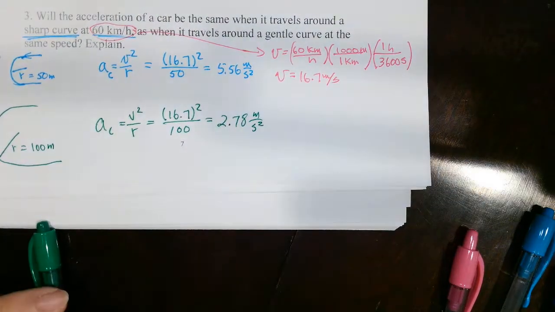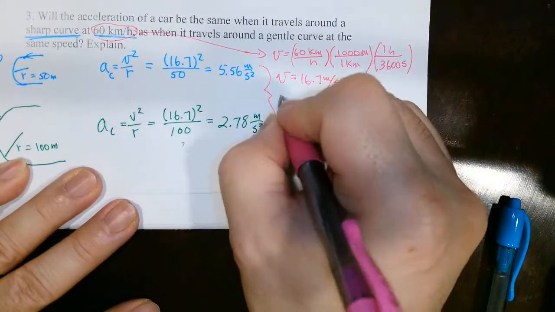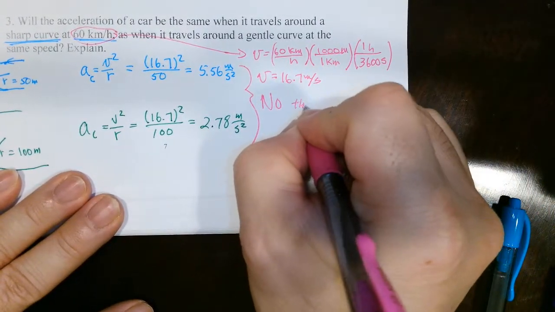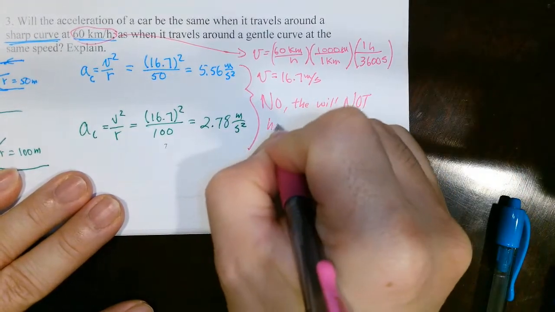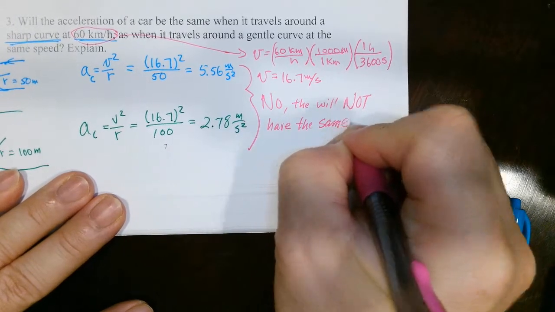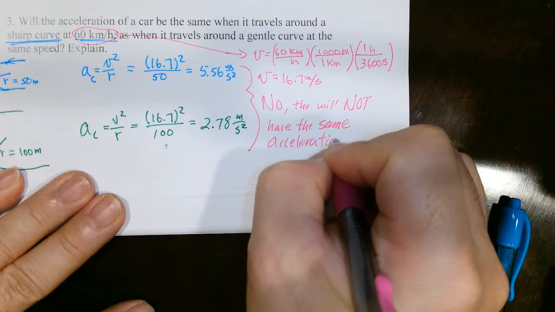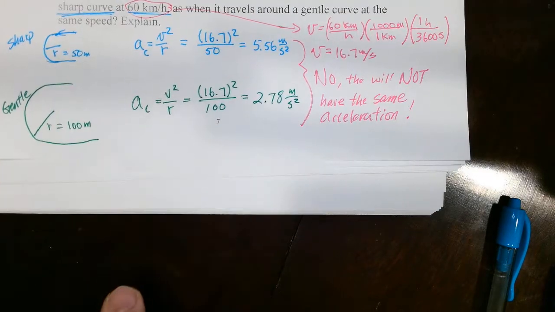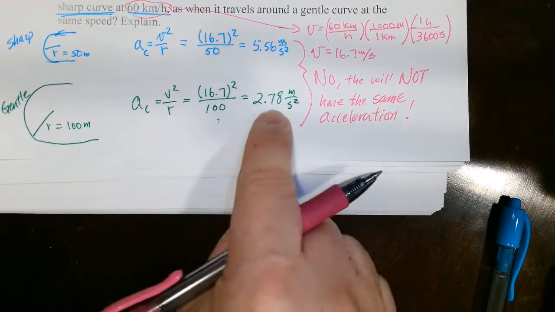So the answer is no. You will not have the same acceleration. So no, the car will not have the same acceleration. The one with the bigger radius will have less acceleration than the one with the smaller radius because you're dividing by a bigger number, so you should get a smaller value.